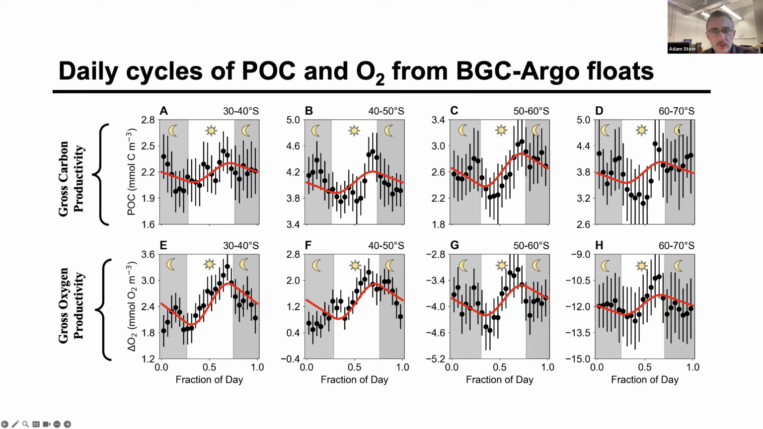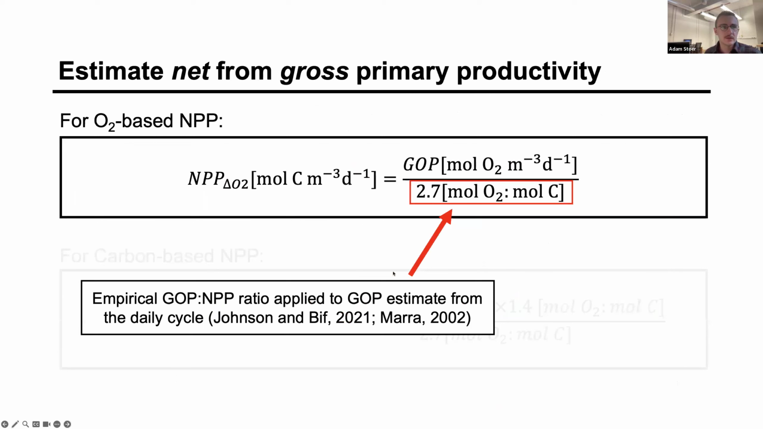So the bottom row there is what Johnson and Bif did, and the top row is where we're doing a similar thing with particle backscatter. With Johnson and Bif's method, they get the gross oxygen production from those daily cycles of oxygen, and they divide that by that empirical ratio of 2.7 from Marra, and that gives them an estimate of net primary production. So we followed really similar steps.